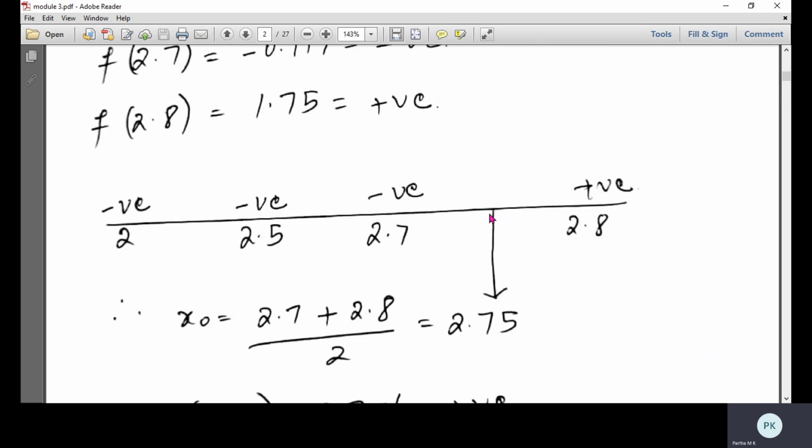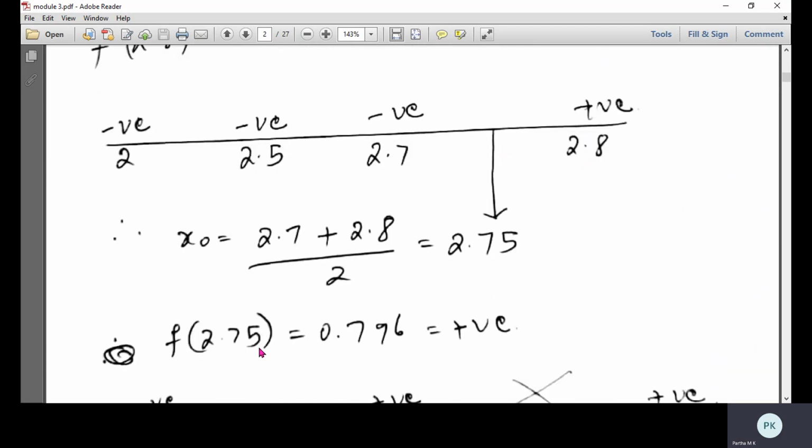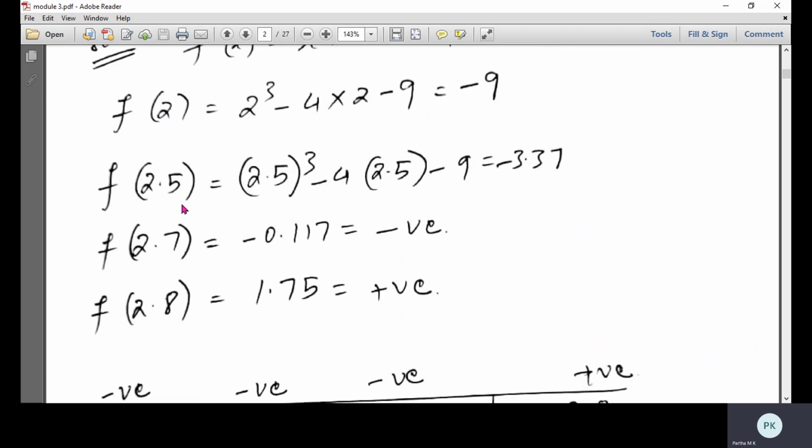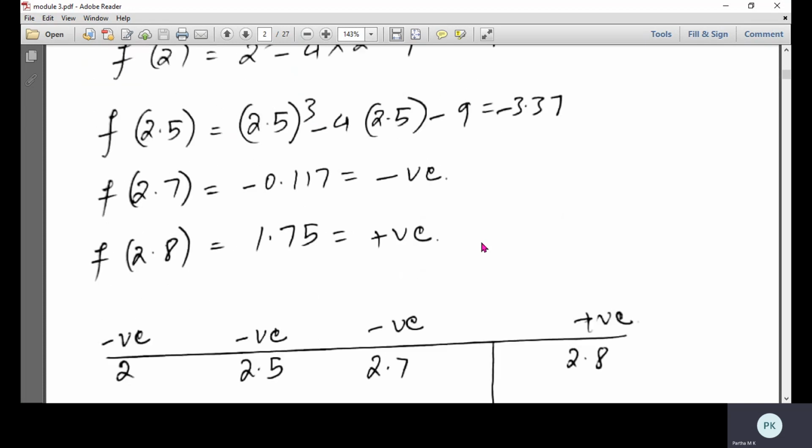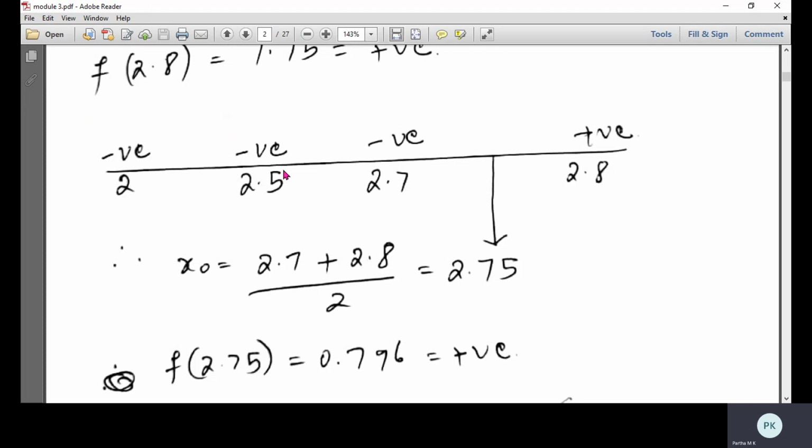Right? Now find the function value. Find the value whether it is positive or negative here. That means put x is equal to 2.75 and guess. So f of 2.75. What is that? Positive. Put in the value. F of 2.7 means put x is equal to 2.7 here. F of 100 means put x is equal to 100. 100 cubed minus 4 into 100 minus 9. Now what we got? For 2.7 negative, for 2.8 positive you got. So the root lies between 2.7 and 2.8.